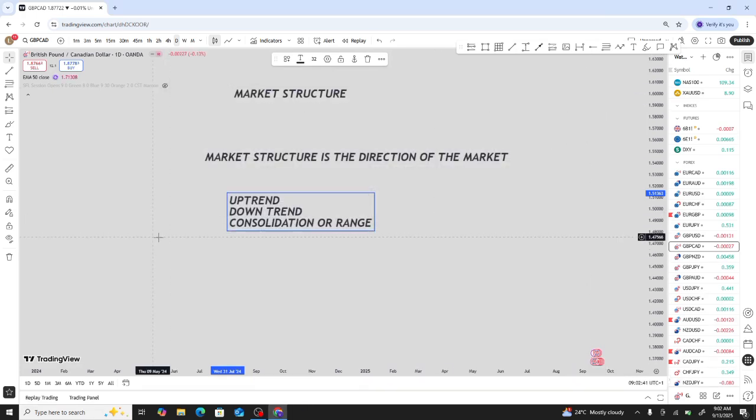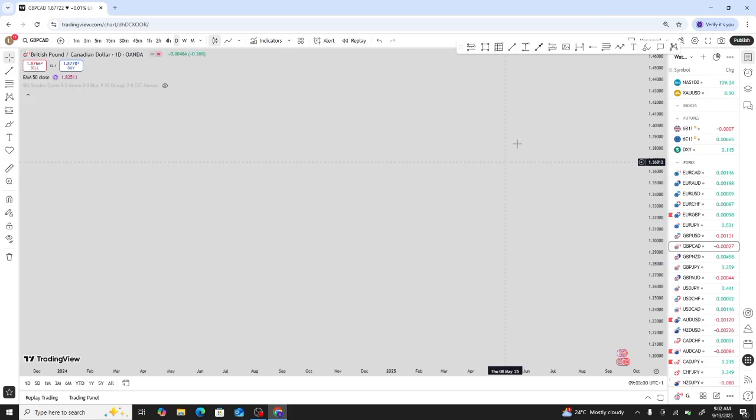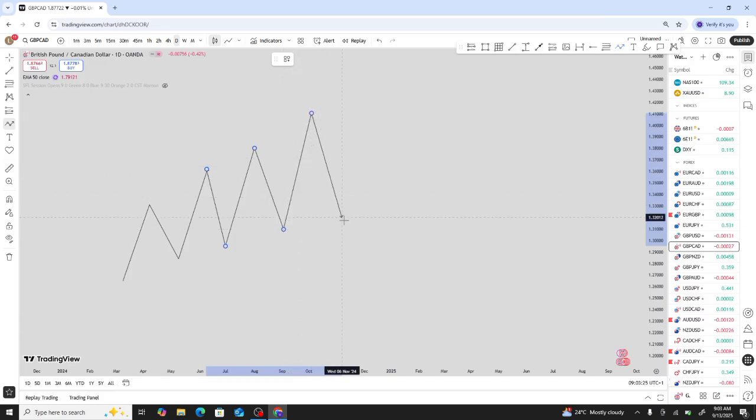I'll be showing you in practical terms what market structure looks like in these three different categories. First of all, an uptrend market. This is what it looks like. An uptrend is when the market is doing a series of higher highs and higher lows.